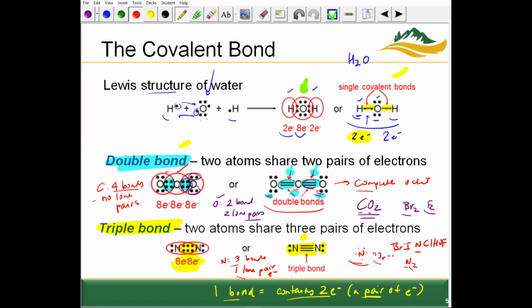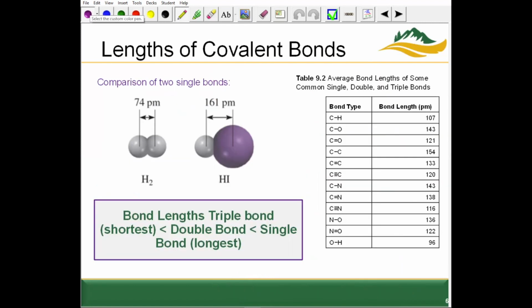That's ionic bonds versus covalent bonds. For covalent bonds, we can have single, double, and triple bonds. And so the lengths of these covalent bonds, a single bond is longer than a double bond, which is longer than a triple bond. Even just comparing to single bonds, we can see a difference in this length here of that single bond. So H2 is going to look like this, HI.